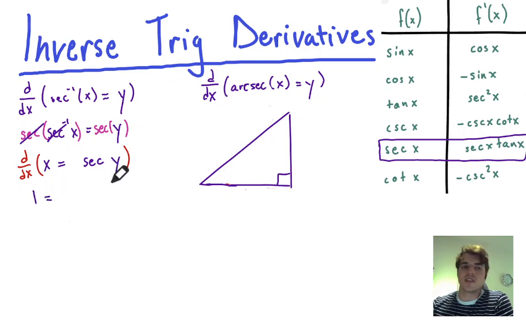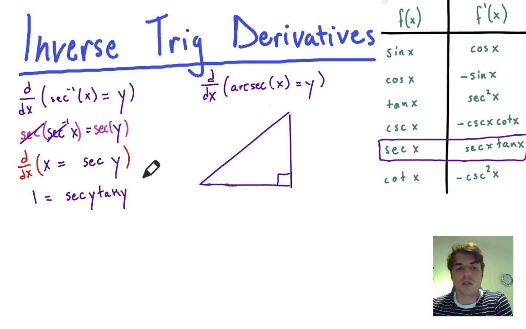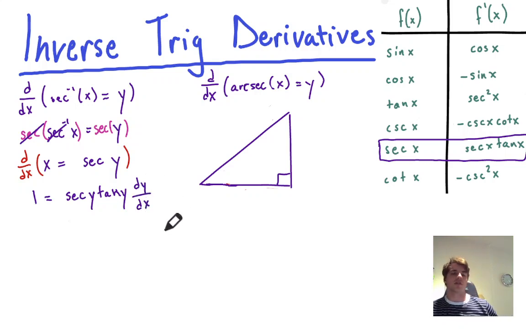The derivative of secant of y is listed here, but using a rule that I've mentioned several times, we think two secants and one tangent. We have secant of y, tangent of y. And of course, we need to multiply by the derivative of y. So we use implicit differentiation here. So we have 1 equals the secant of y times the tangent of y.